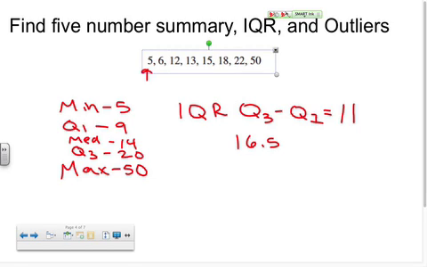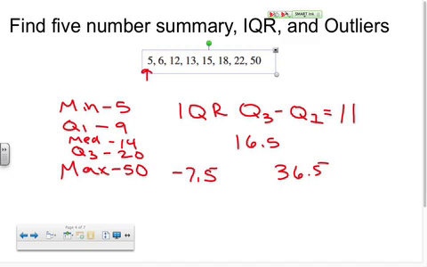We subtract that from Q1, which is 9. So that's going to give us actually negative numbers. Okay, that's negative 7.5. And then we add it to Q3. We get 36.5.